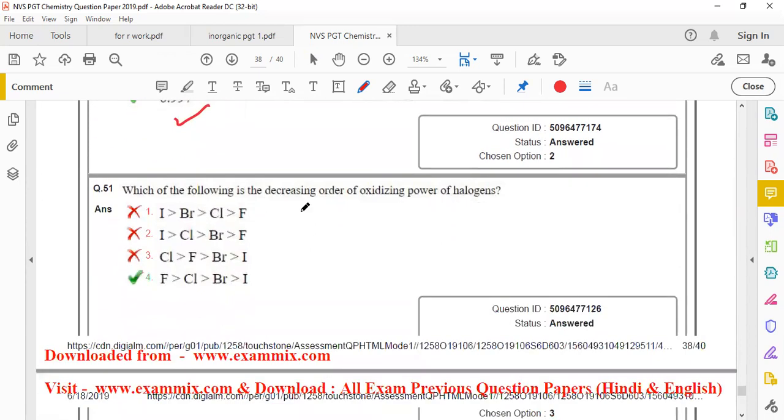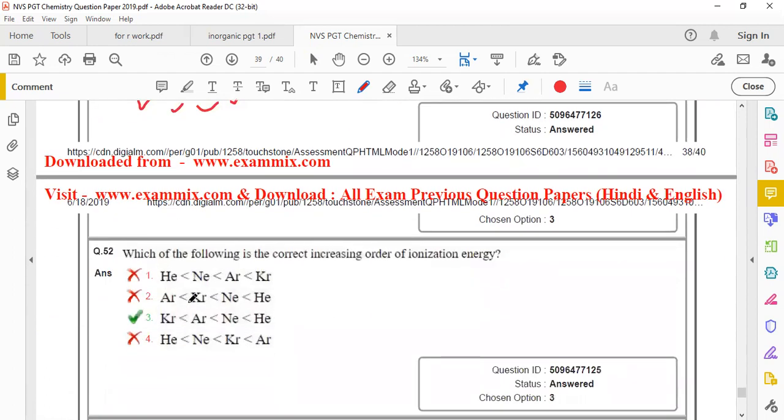Next question is, which of the following is the decreasing order of oxidizing power of halogens? For oxidizing power, we know the strongest oxidizing agent is fluorine, then after fluorine, chlorine, then bromine, then iodine. Next question is, which of the following is the correct increasing order of ionization energy? Ionization energy, correct increasing order. That means the smallest one will be placed first. So here we can see krypton, though it has the bigger size, so its ionization energy will be lower amongst argon, neon and helium.